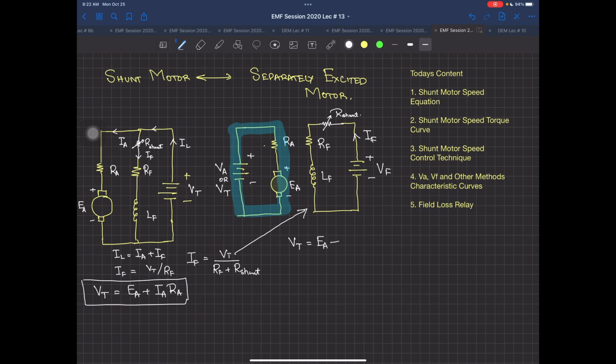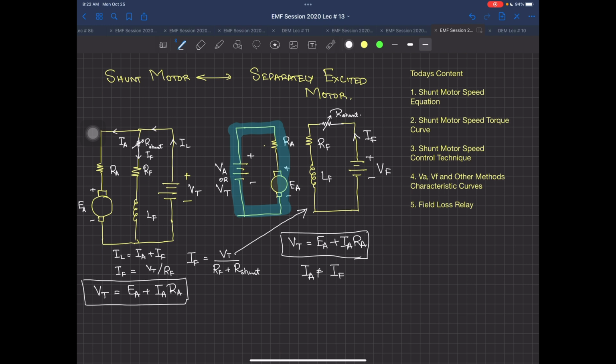EA plus IA RA. So if you write down the KVL equation, this will be similar over here. The only thing that changes between these two is that IA and IL are totally not equal to IF. They are not equal over here. They don't even have any expression because they are separately excited.